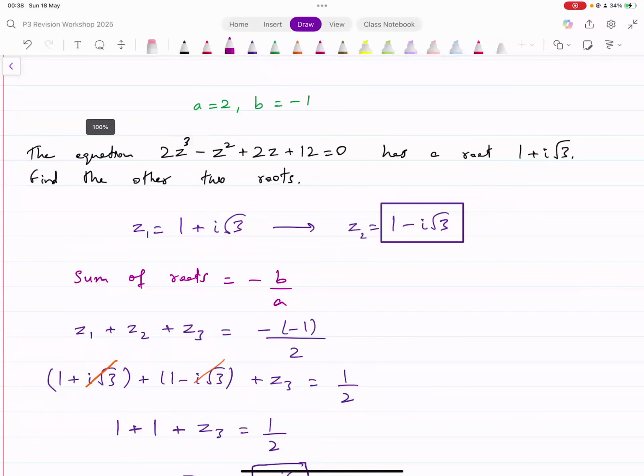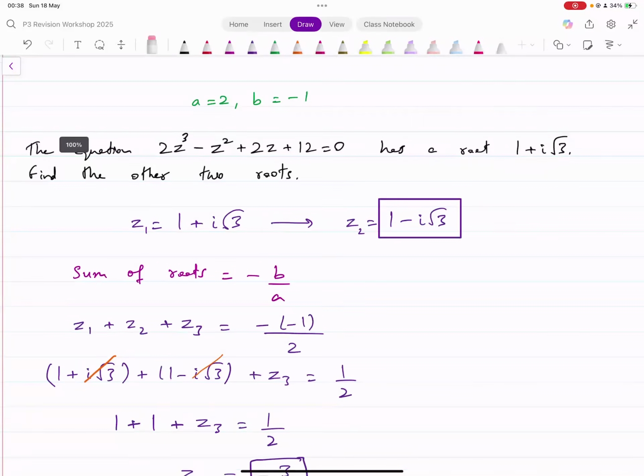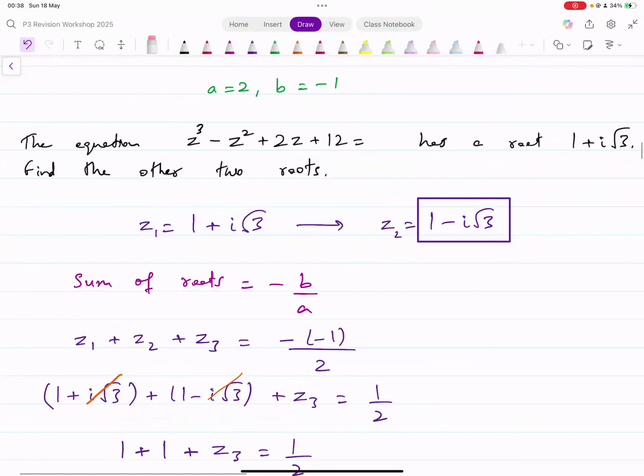We have this equation 2z cubed minus z squared plus 2z plus 12 equal to 0. That same polynomial, it has this solution. We know that one other solution is going to be the conjugate. That's 1 minus iota square root of 3. And now we know this is the polynomial. The sum of roots of this polynomial is given by minus b over a, right? We know that a is equal to 2, b is equal to minus 1. In this polynomial, this is b, this is a. Sum of roots is minus b over a, so that's minus into minus 1 over 2. That becomes plus 1 over 2.